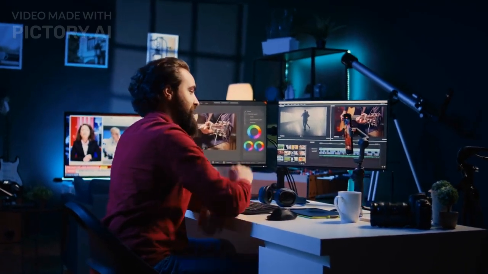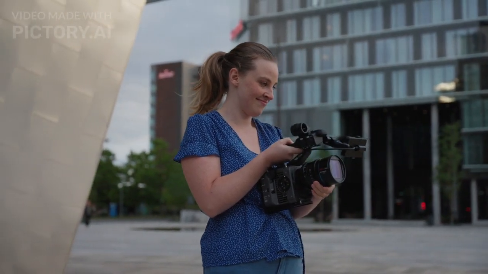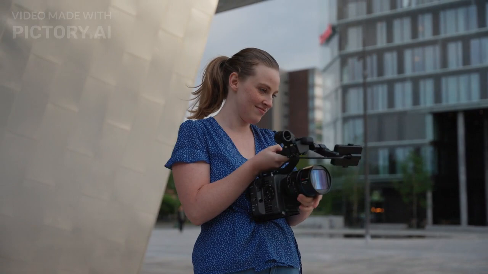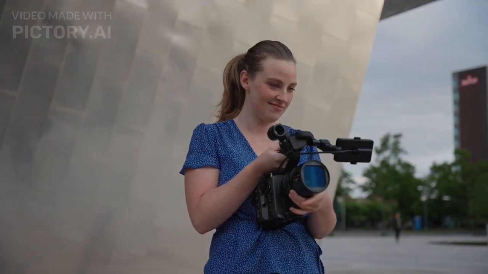Essential gear for smartphone filmmaking. While your smartphone is a powerful tool on its own, investing in additional gear can take your filmmaking to the next level. Here's a look at some essential accessories.